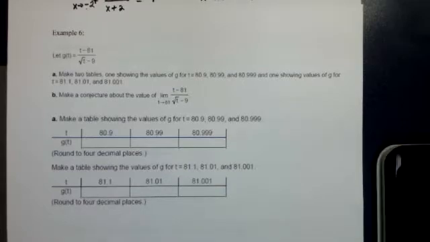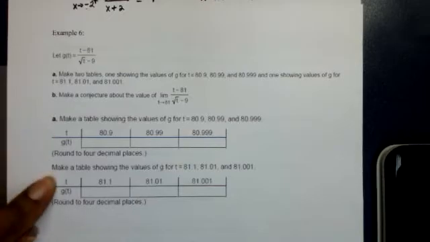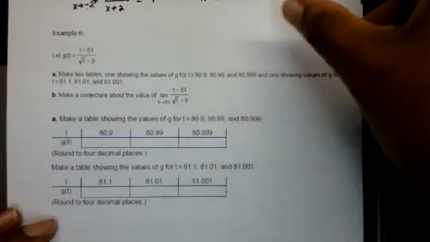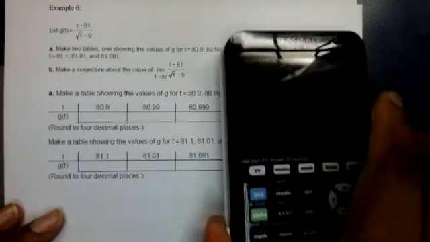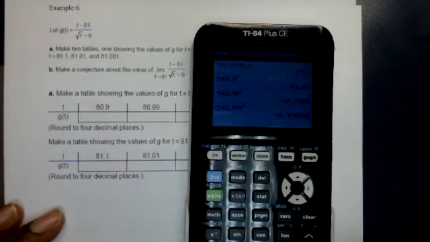Okay, so in part A, we have the table already made out. So what we need to do there is just go ahead and find out what g of t is at each of those values. So here's what I'm going to do in my calculator.